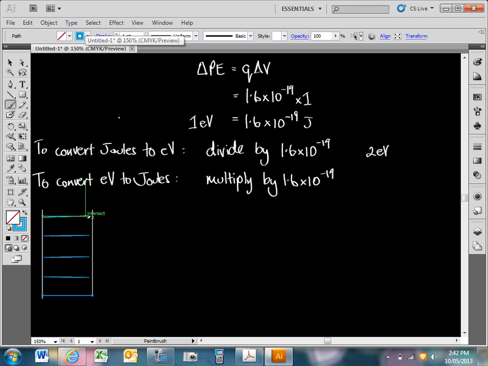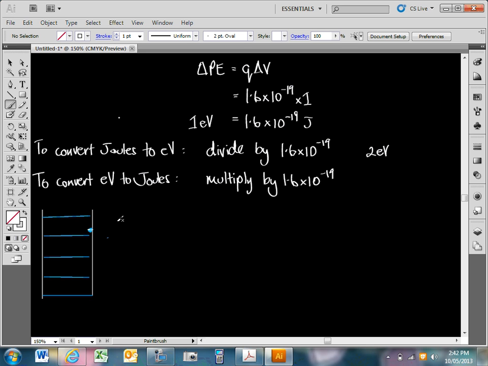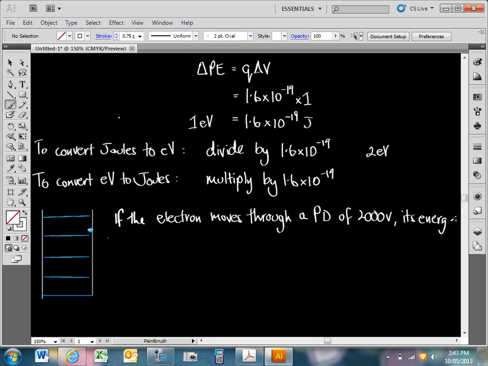I'll draw an electron, little electron. Electrons I usually draw blue, little negative charge on them. If the electron moves through a potential difference of 2,000 volts, its energy changes by 2,000 eV.